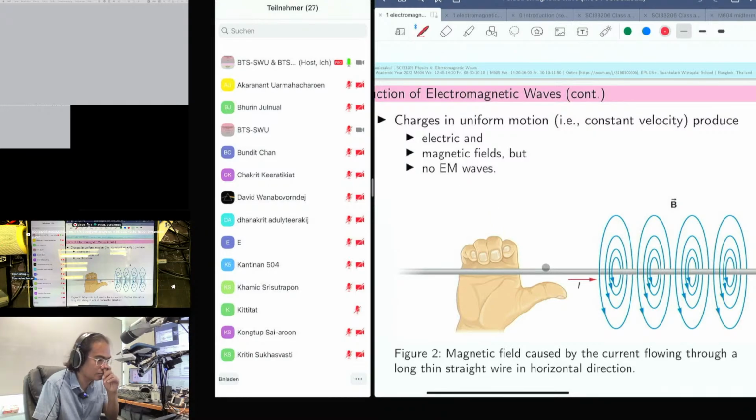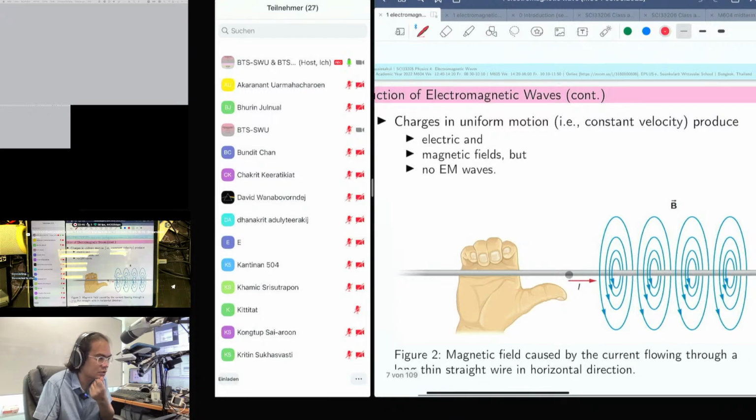What else? Electric field and magnetic field, right? What did I forget to mention? The charge that moves inside the copper wire is not the positive charge. The charge that moves in the copper wire is actually the electron.